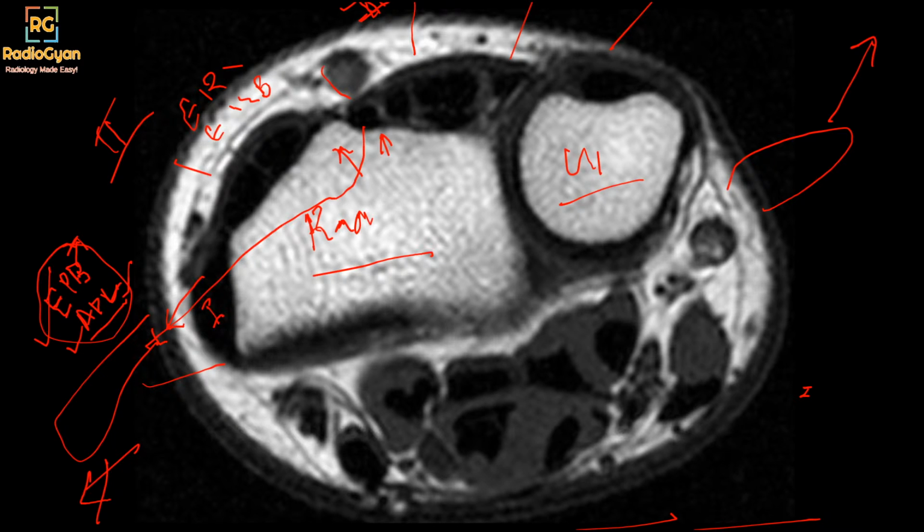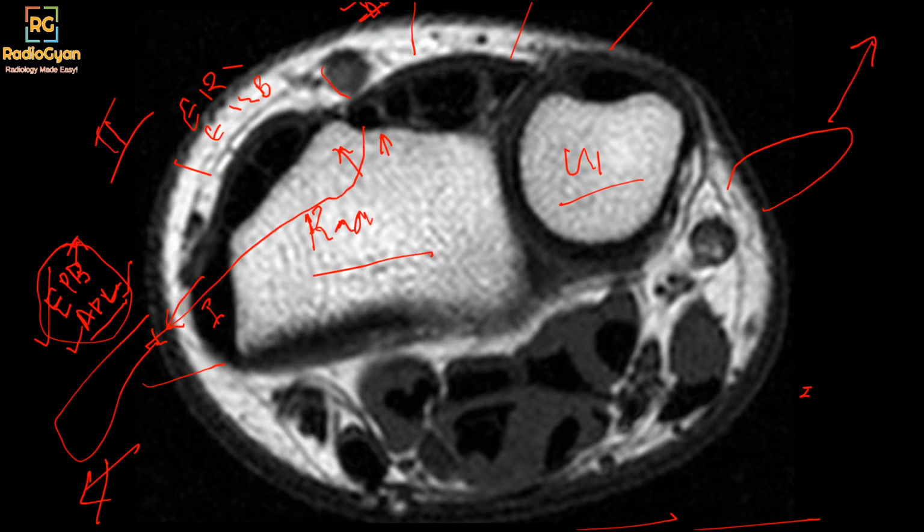So I hope that the extensor pollicis tendons are clear. In the first compartment there will be extensor pollicis brevis because the tendon is short, while in the third compartment there will be extensor pollicis longus. Okay, is there any confusion, or is this clear now?